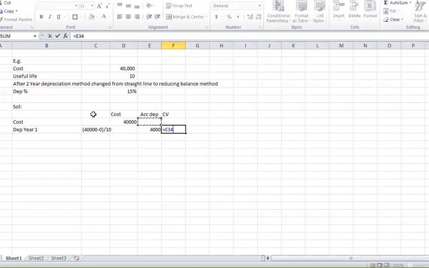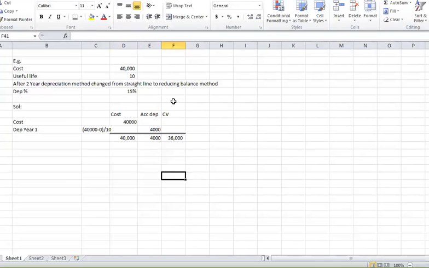And what is carrying value? 40,000 pounds minus 4,000 pounds. Or we can take a total over here as well. So the total cost is 40,000. Total accumulated depreciation is 4,000. And carrying value is this minus this. So the carrying value at the end of the year number 1 is 36,000. Now let's move towards year number 2.